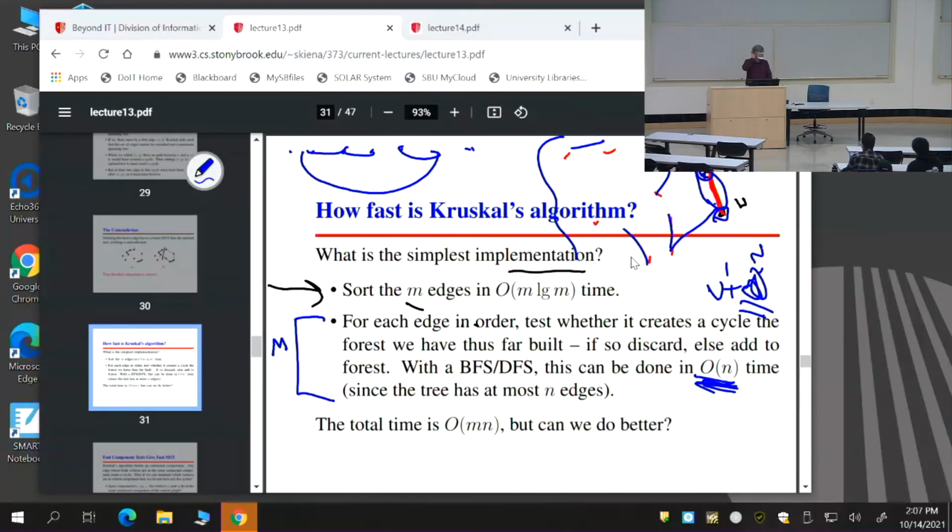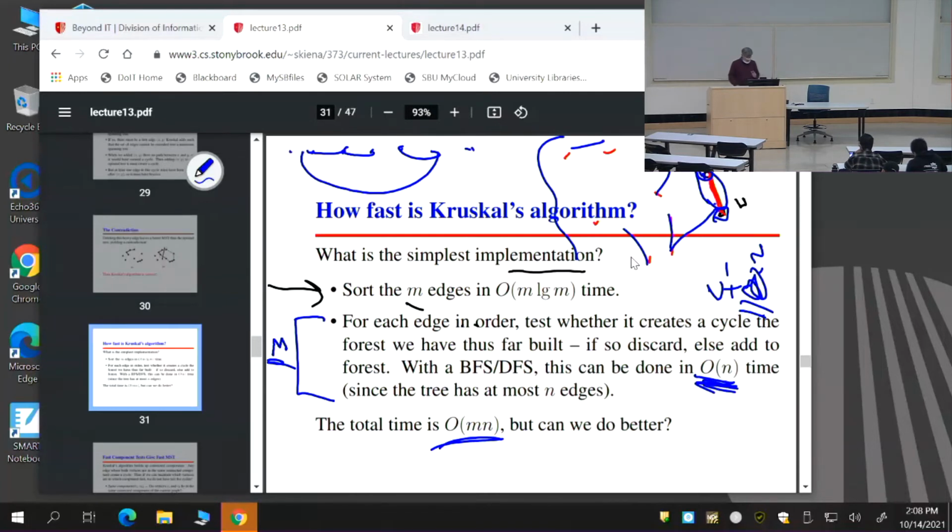Someone loud. What's the running time going to be? M times n. Okay? Are we happy about this? We are not happy about this. We know how to do it in n times n, right? Okay, so this doesn't look like the implementation we want.